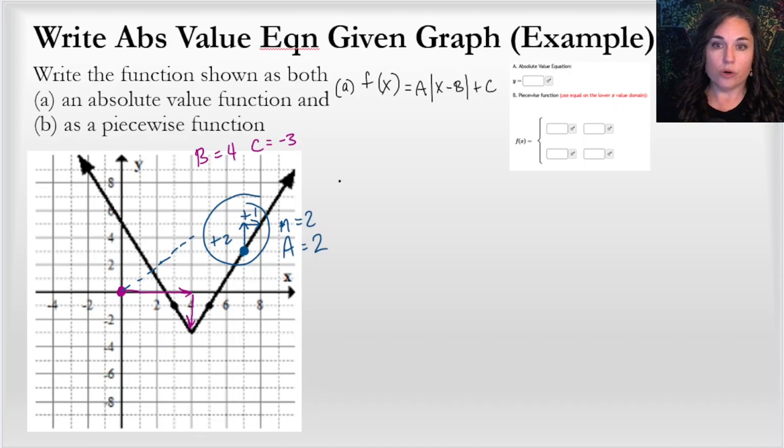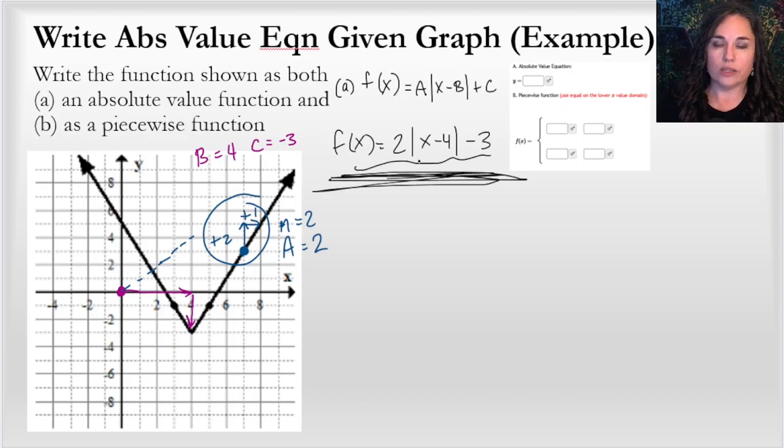So, pretty straightforward and quick: just write the absolute value function using transformations, reading the graph. I'm going to say 2 absolute value of x minus 4, minus 3. Done. So that's the first part of that problem, and I don't think that's a hard part. The part of the problem that I see students struggle with is the second part, where it wants the piecewise function. And there's a trick here for you to remember how to do this.